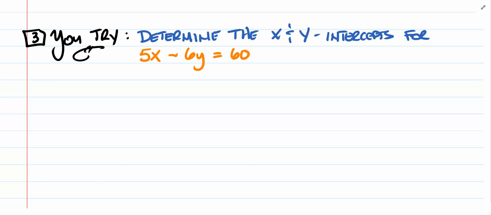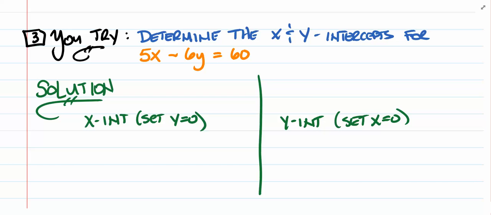Okay, box number 3 is a U-try. It says determine the x and the y-intercepts for 5x minus 6y equals 60. Look back to box number 2 in your notes and see how I did it. Hopefully you got the right answer, but if not, here's how you do. To find an x-intercept, you just set y equal to 0. So you would solve this.